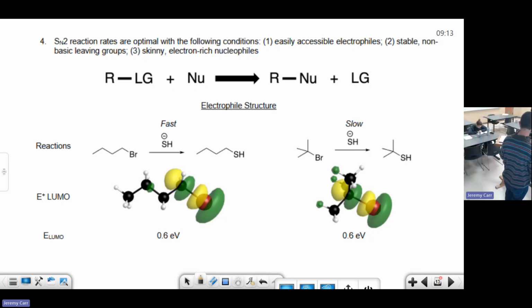So we've talked about what these substitution reactions are. We've talked about why they happen. We've talked about what the transition state looks like. We've talked about the mechanistic details. We know the transition state's high in energy. We know mechanistically there's backside attack that occurs.